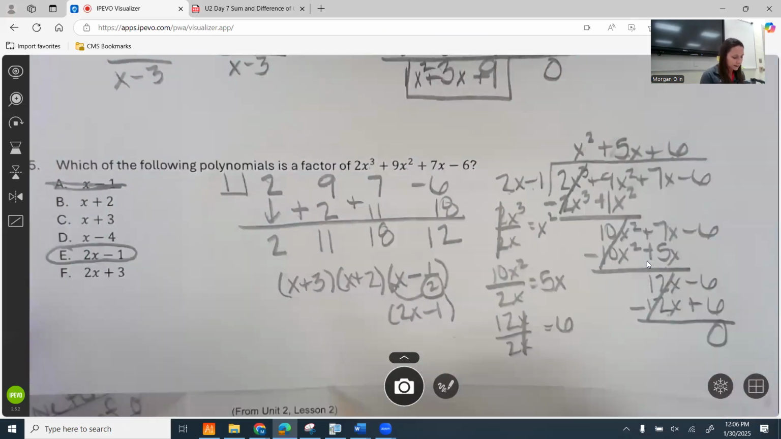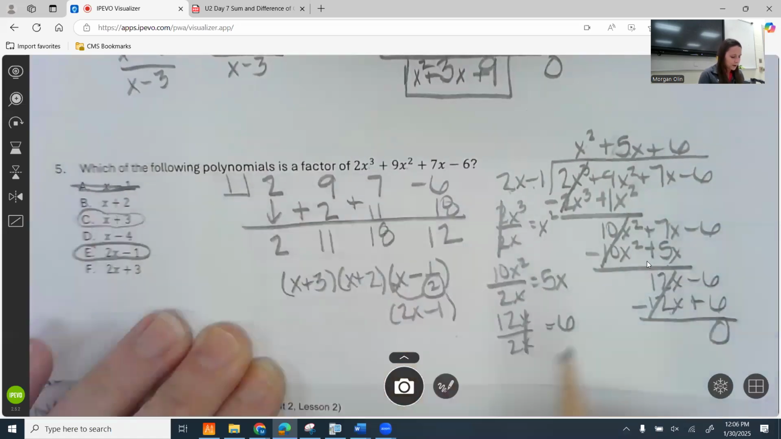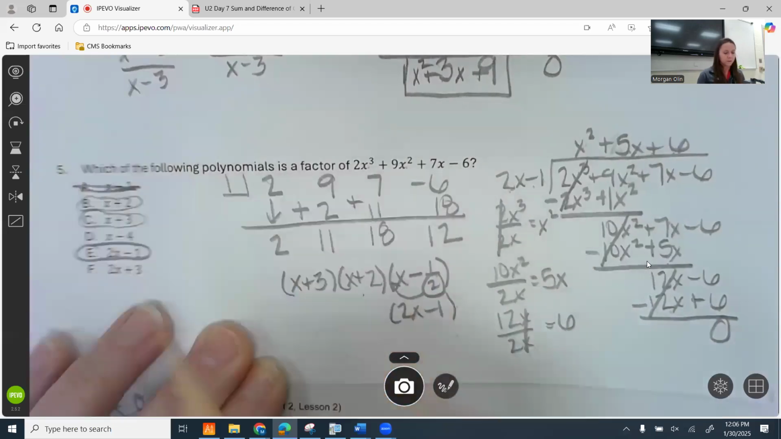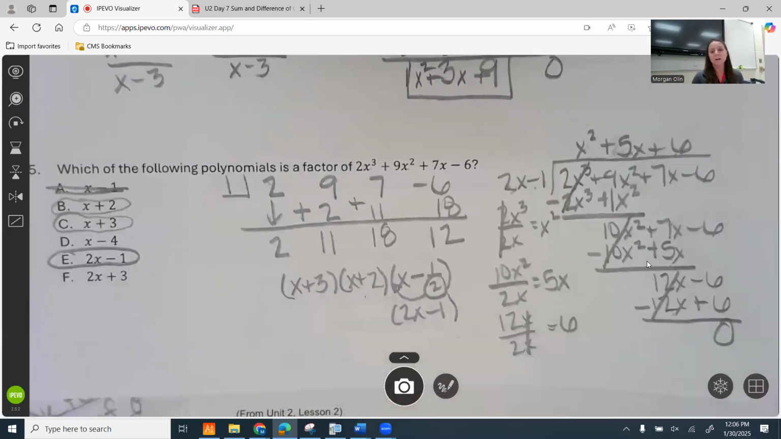Okay, now let's see. Did x plus 3 show up? Yep, that is a factor. Did x plus 2 show up? Yep, that is a factor right there. So all of those are factors. The other ones, x minus 4 and 2x plus 3, are not factors. So if you actually divide by them, you're going to get something that is not a factor.